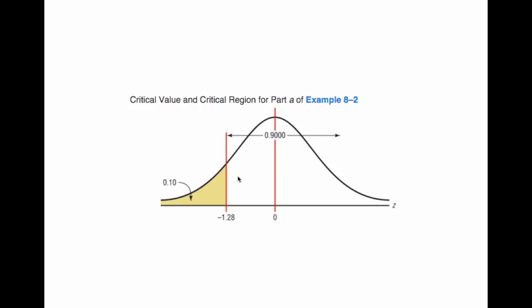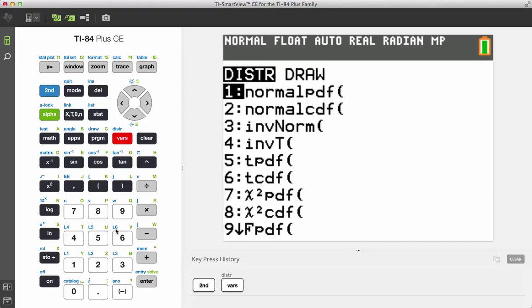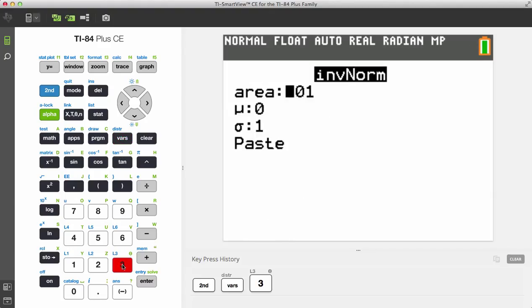Or in other words, 10% of the distribution would be represented by this shaded area, and 90% would be the remainder from the critical value on up. We can use the TI-83 or 84 calculator to find that critical value. We'll do that by pressing second, variables distributions, then going to 3 for inverse normal.